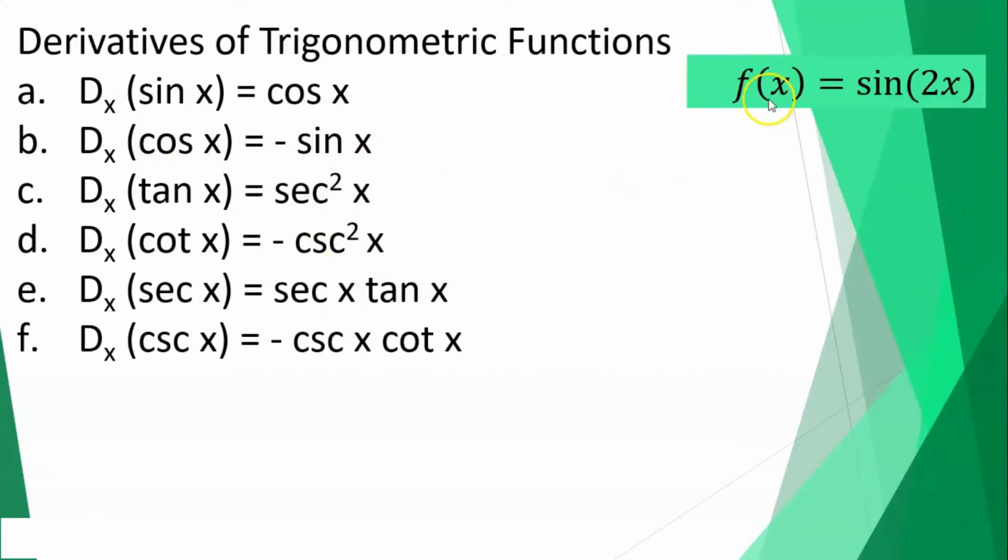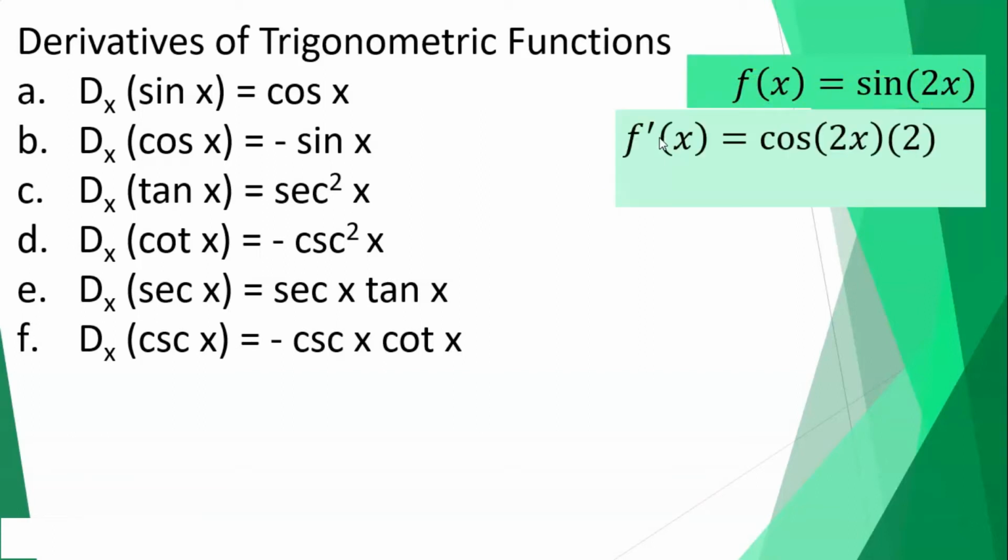So for example, if we're given the function sine 2x, what is the derivative of this? So take note, the derivative of sine is cosine. Copy the angle and get the derivative of that angle. Take note, the derivative of 2x is 2. So with that, our final answer would be 2 cosine 2x.